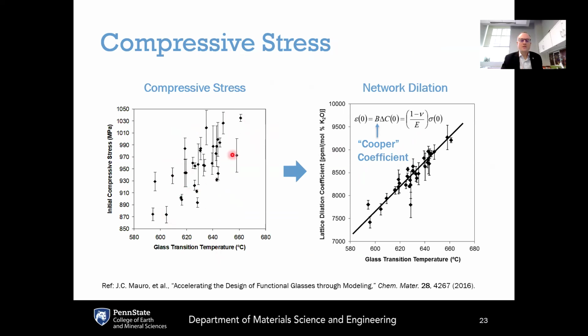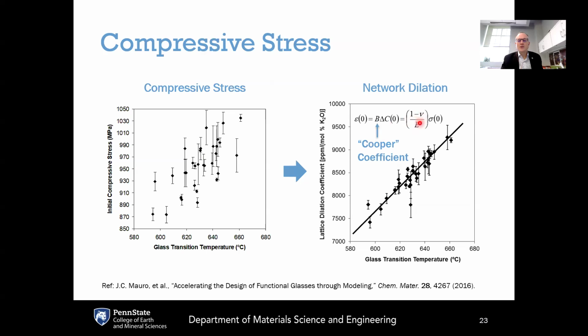Some other interesting physics here are that if you consider the compressive stress versus glass transition temperature for a bunch of these different glass compositions, you could see in the left-hand plot that there may be some relationship between the two. It looks like a fairly noisy relationship between compressive stress and glass transition temperature.